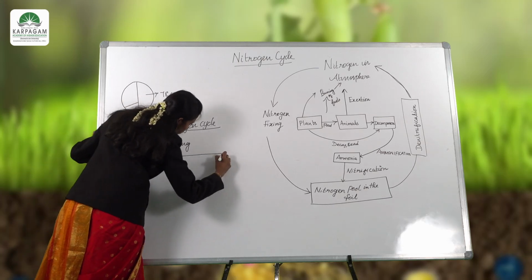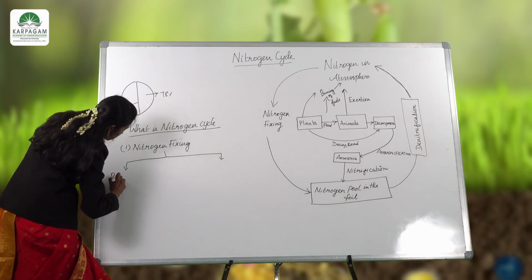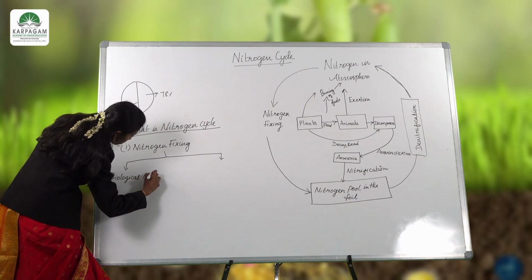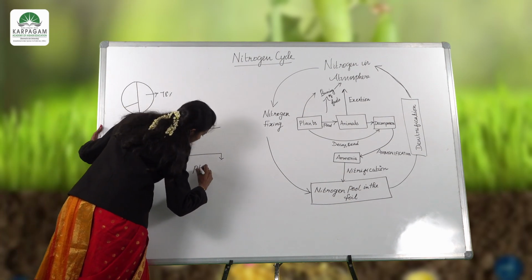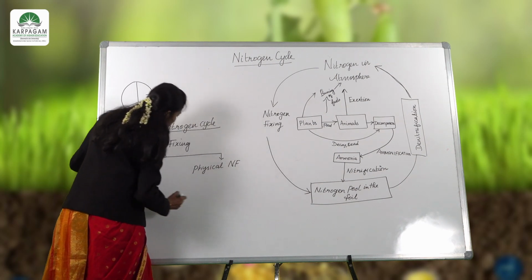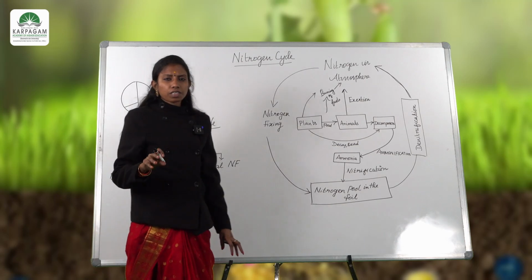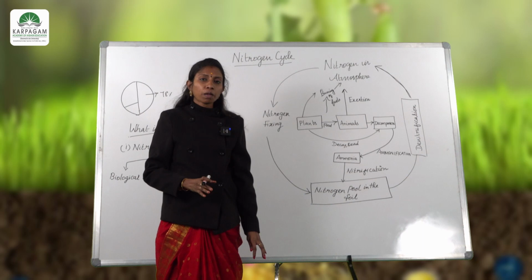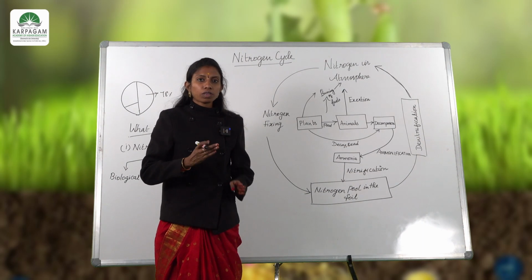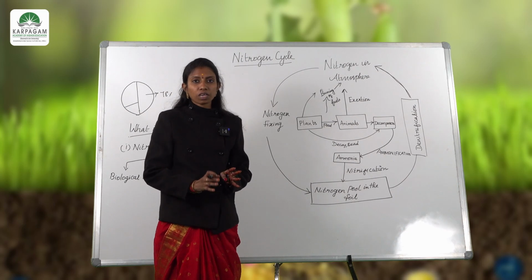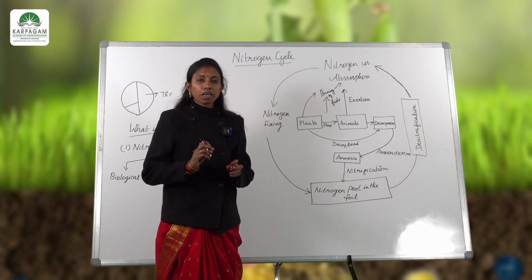One is biological nitrogen fixing, and the other is physical nitrogen fixing. Almost all the nitrogen that is available in the world is inert in nature. It has some inherent property, but that will not be utilized, right? So it will be converted into some other form that will be useful for living organisms. That is what happens in our nitrogen cycle. Every time we convert it into different forms, what happens?